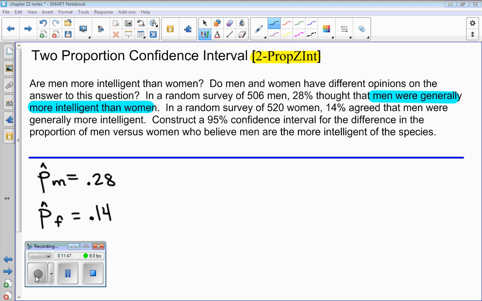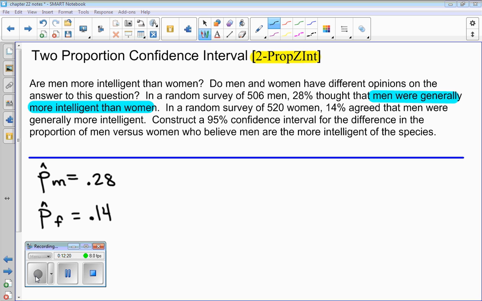Devin, you want to take a stab at it? Trying to find the true difference between the proportion of men versus women. So if there is no difference between what men and women think, what number should we capture? 0. Good. Okay? So every time in a confidence interval, if we capture 0, there's no difference between what men and what our two populations think. Okay? That's kind of important.